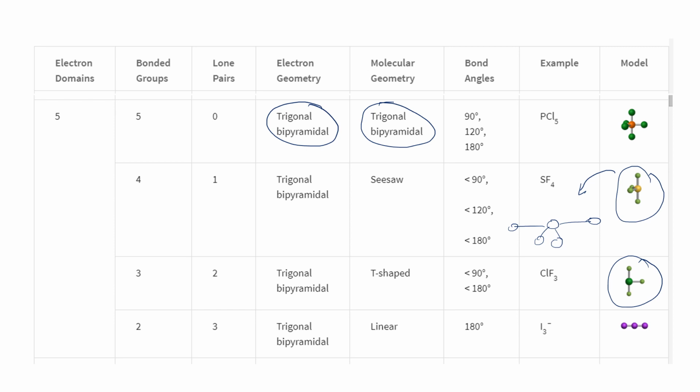And then in the last case, if we have three lone pairs, all three of those lone pairs are going to go into the equatorial positions, and that's going to leave three atoms in a line. And so this derived structure would be referred to as linear.